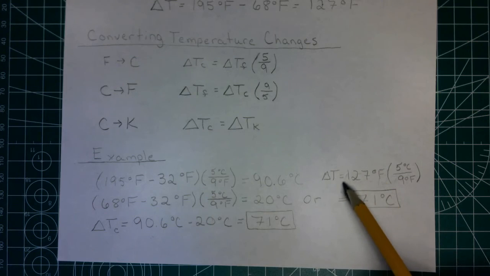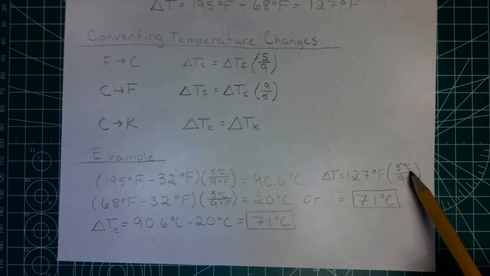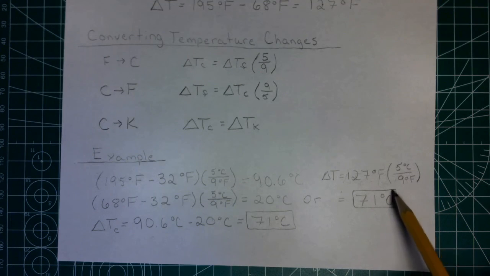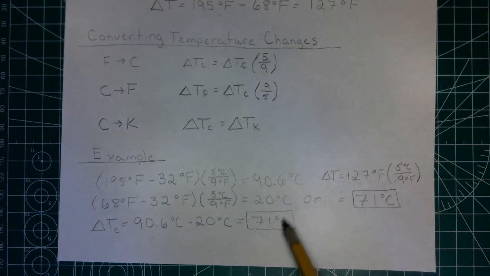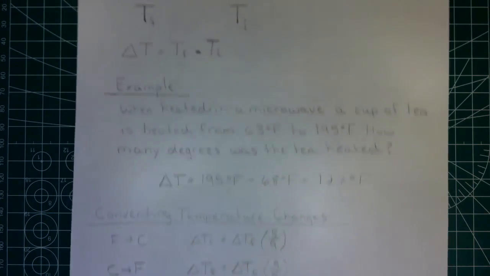Let's see how that works. I've already drawn the conclusion that delta T is 127 degrees Fahrenheit. I multiply it by 5 degrees Celsius for every 9 degrees Fahrenheit, and I get the exact same value of 71 degrees Celsius. So either way that you're comfortable with, I would argue that this one is a little bit longer to go through than that one, but both methods would get you to the correct answer, and it wouldn't be wrong to do it one way over the other, whatever you're more comfortable with.